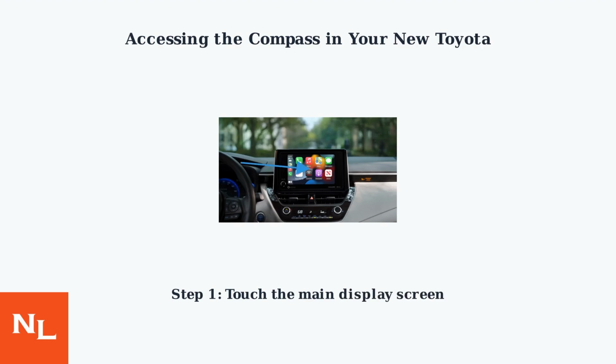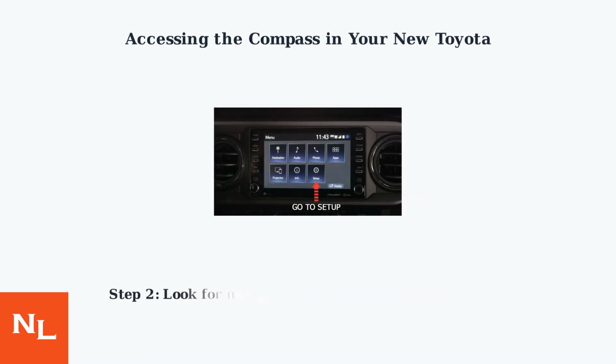Touch the main display screen to activate the infotainment system. This will bring up the main menu interface where you can access various vehicle functions. Once the menu appears, look for icons related to navigation, information, or vehicle setup. These are typically labeled as info, setup, or may include navigation symbols.